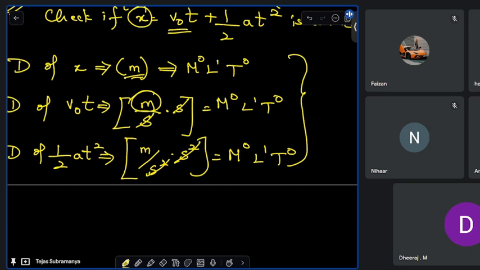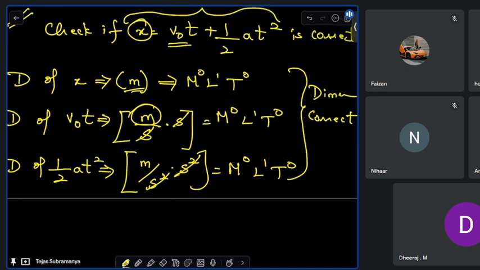Therefore, the equation is dimensionally correct. You should write that: dimensionally correct. That's all. So this will come for a 2 marker. See the length of the question also. It is not that difficult. Again, you should solve it the exact way that I'm doing it right now.